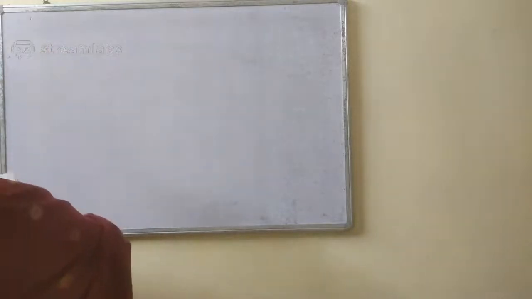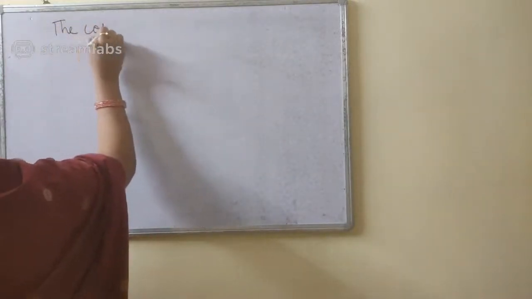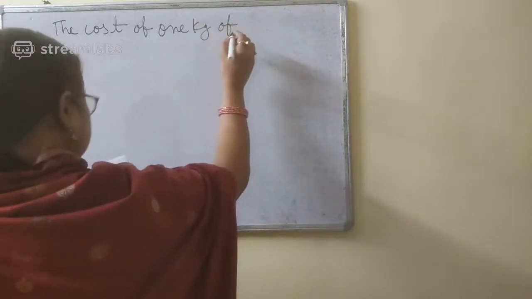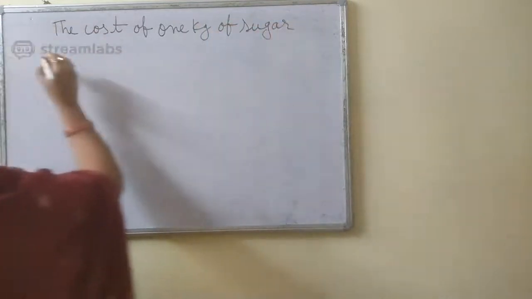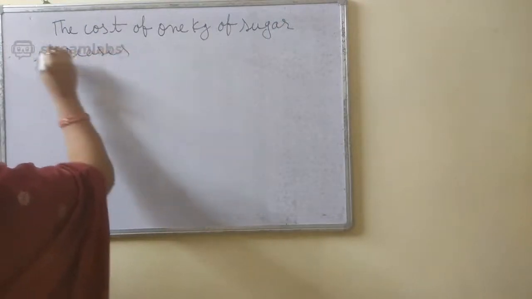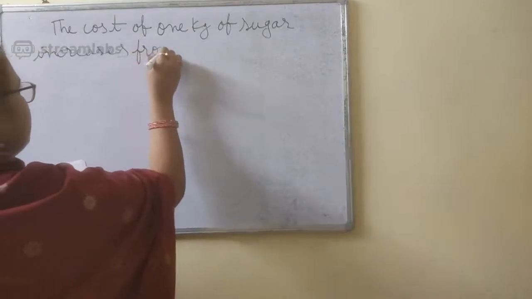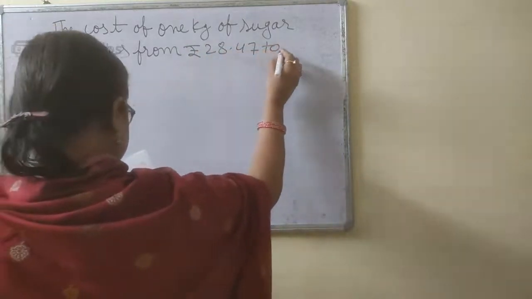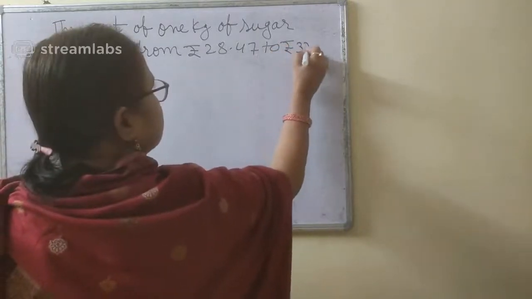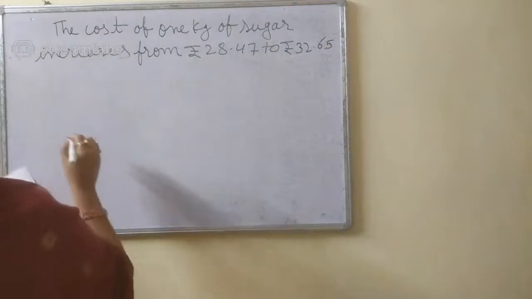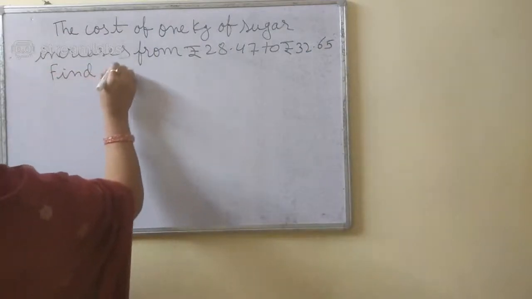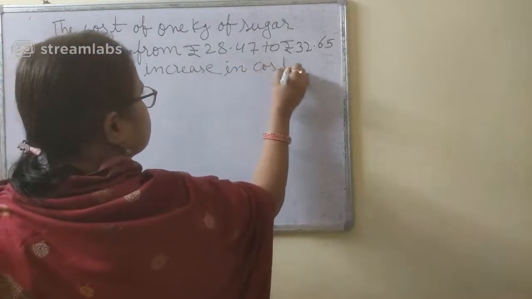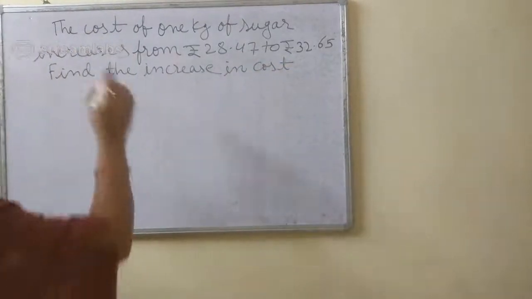Okay. So this concept we will use here. Now, next question. The cost of 1 kg of sugar increases from 28.47 rupees to 32.65. Find the increase in cost.